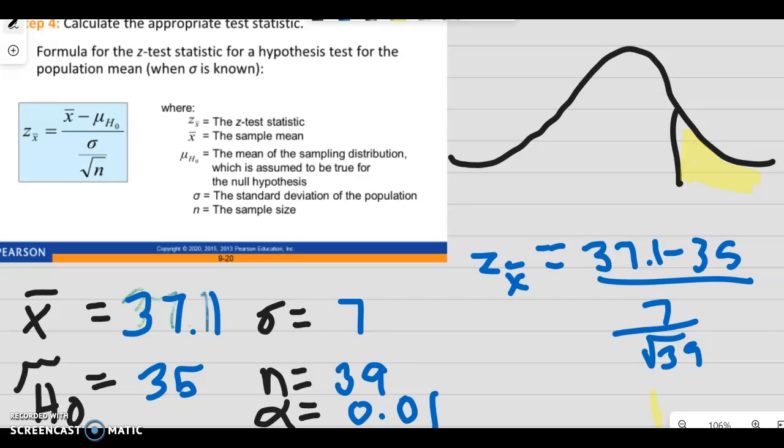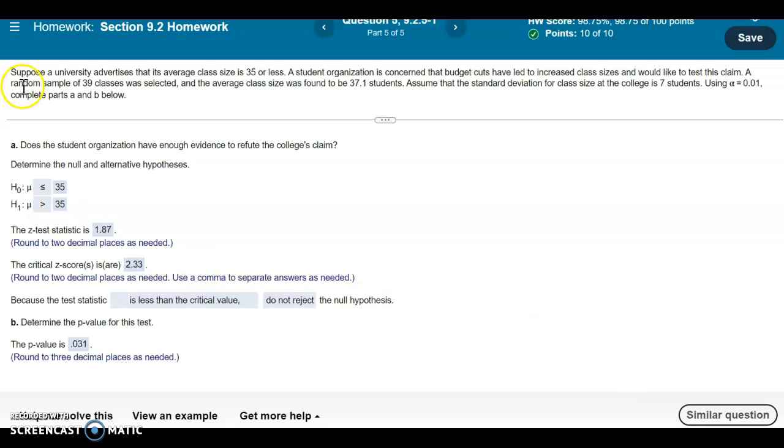I'm not going to put that in Excel to show you how to calculate it, since we have done that several times. But you should get 1.87 for your test statistic. So that's what we're going to test. Okay, once you have your test statistic, you can put that into your homework. So that's the second part of A, 1.87.